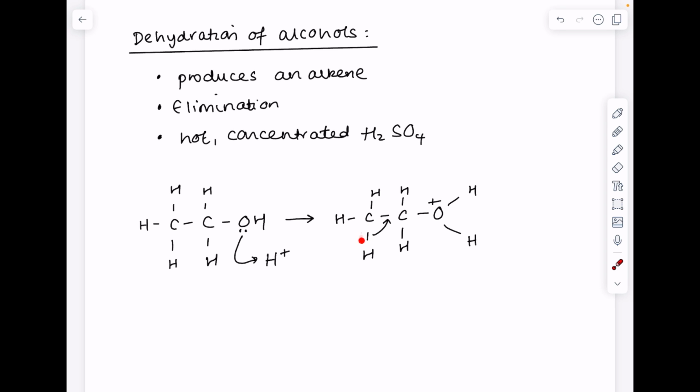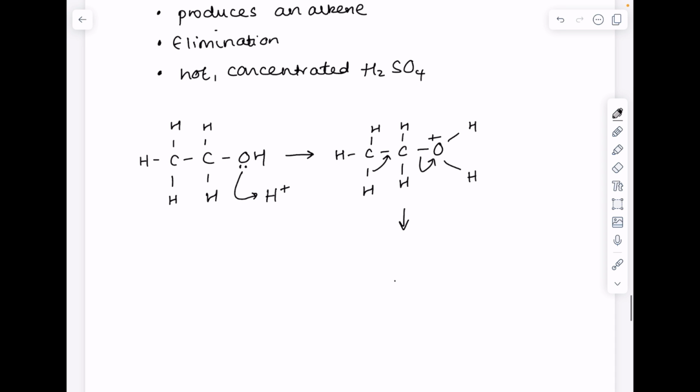The electrons from this carbon-hydrogen bond are donated to form a double bond here. And because the oxygen has a positive charge, the electrons from the carbon-oxygen bond move towards the positively charged oxygen, meaning that the water is eliminated. So this is how we dehydrate our alcohol. We remove the water from it. After all, that's what dehydration means.